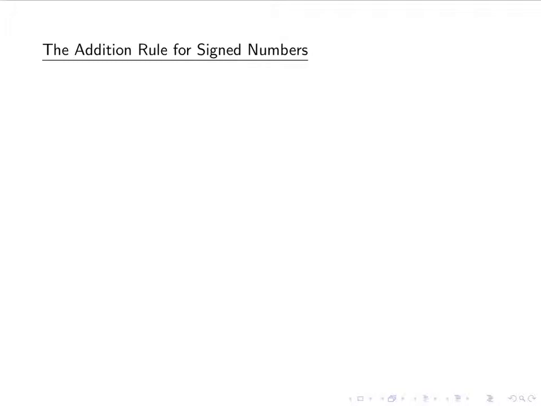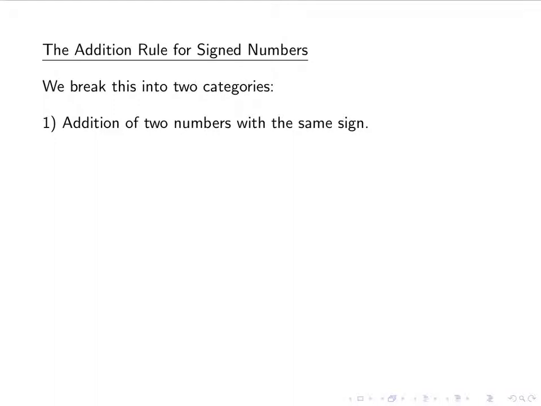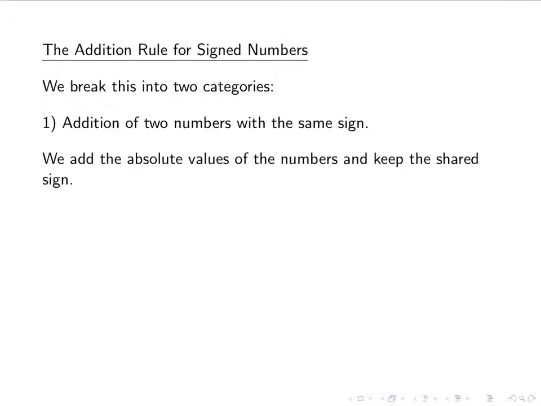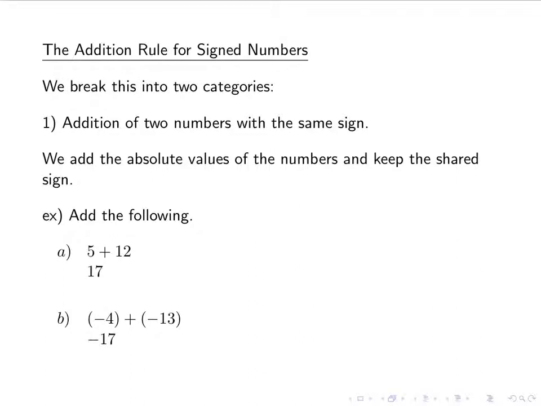Now we look at the addition rule. We're going to break this down into two categories. The first of which is the addition of two numbers that have the same sign. We add the absolute values of the numbers and then keep the shared sign. So 5 plus 12, they're both positive, so my answer will be positive, and I add 5 and 12, and I get 17. Here I have negative 4 plus negative 13. They're both negative, which means my answer is negative, and I add the absolute values. The absolute values are 4 and 13, and 4 plus 13 is 17, so I get negative 17.